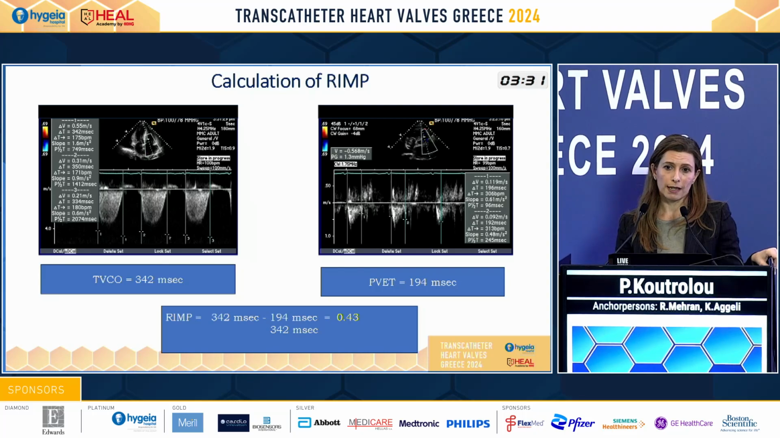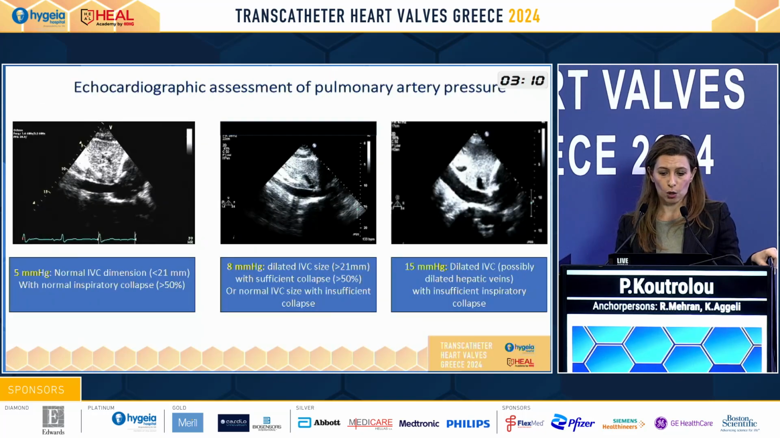Literature says that when this number is less than 0.32, then we say that we have normal right ventricular systolic function. When this number is more than 0.43, like in this case here, it's actually decreased RV function. In the past, people thought that this was load independent, but actually this is again a measurement that is load dependent.